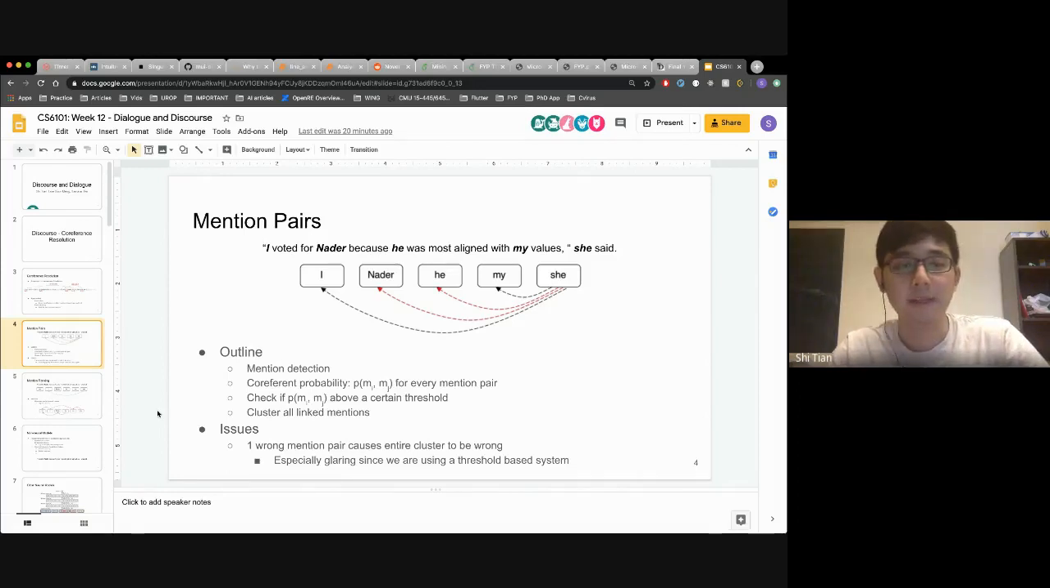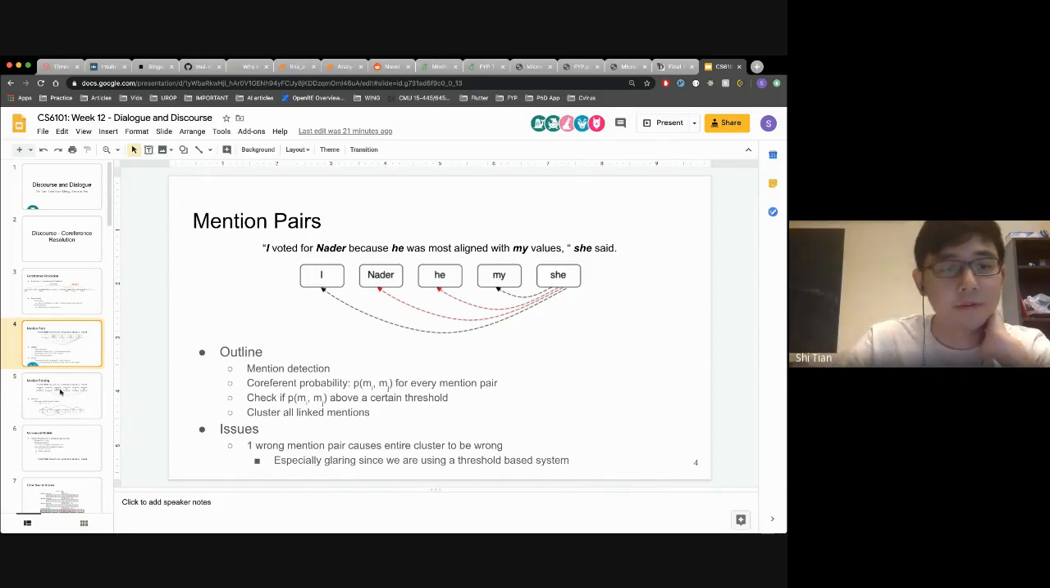But one of the issues that arises from mention pairs, which is pretty obvious, is that one wrong mention pair can cause entire clusters to be wrong. For example, if I have two clusters referring to two different entities and there's any one link between any of the mentions in these two clusters, then these two clusters will be merged into one cluster and the entire cluster will be wrong. This is especially glaring since we are using a threshold-based system to determine whether two mentions constitute a pair. An example: if I have the sentence, I found a banana and sat on a blue chair and peeled it, usually we would know that the it refers to the banana that I'm peeling. But if the model is fairly confident that it also refers to the blue chair, even though it's highly confident that it refers to the banana, then banana and blue chair would both be clustered into the same cluster, and that would result in the wrong clustering.